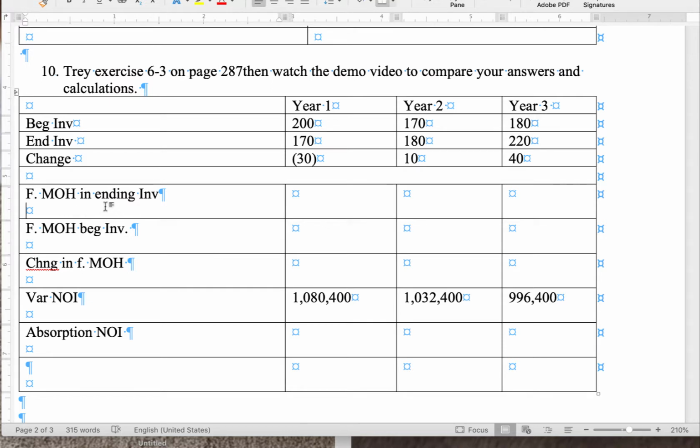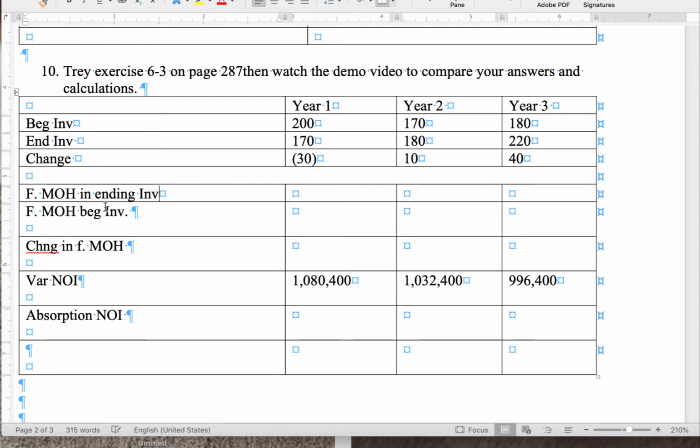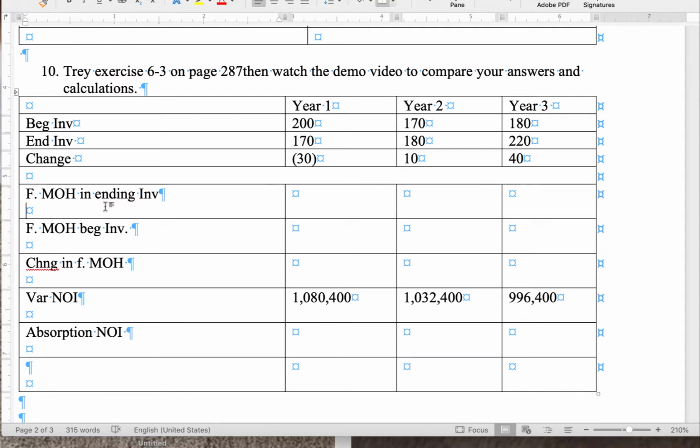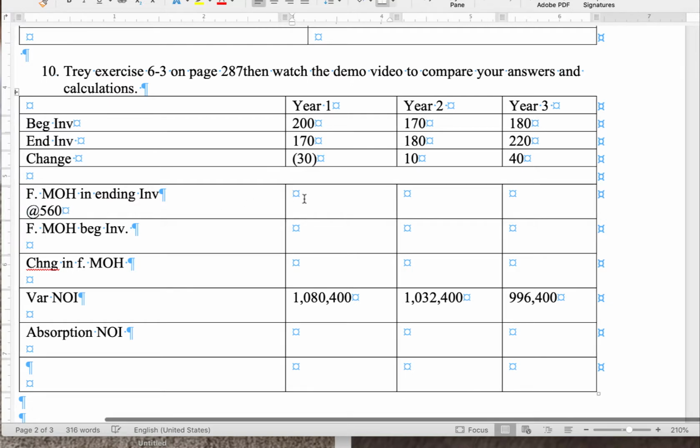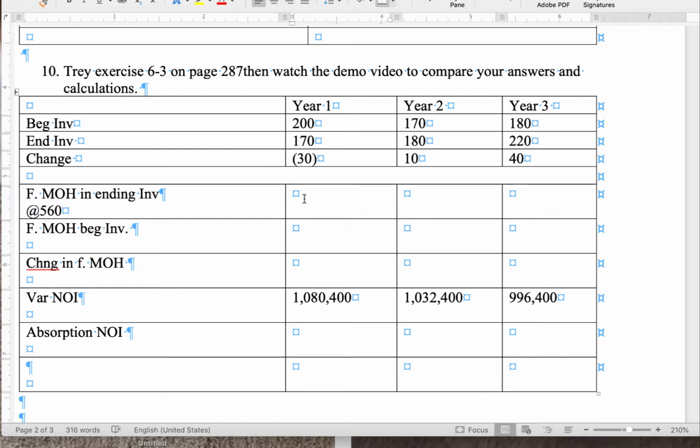So for ending inventory in year one, I have 170 units times 560. In a calculator, I take 170 times 560, and I get, I'm sorry, $95,200.